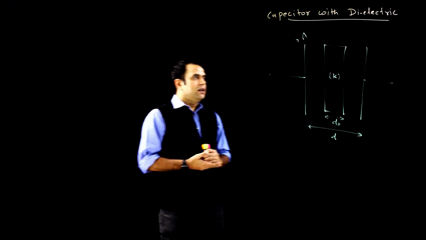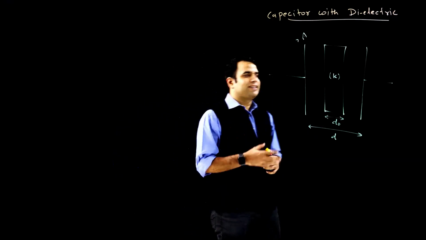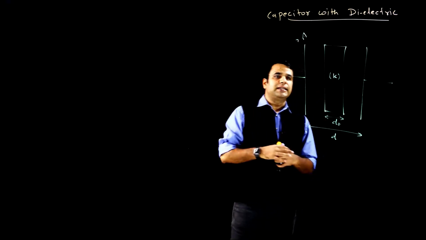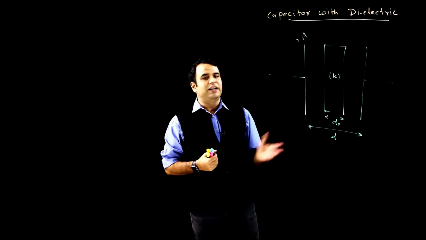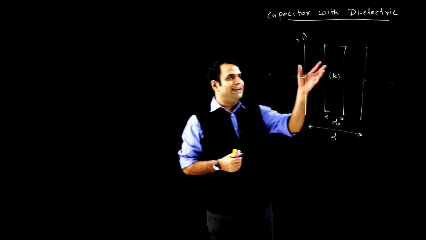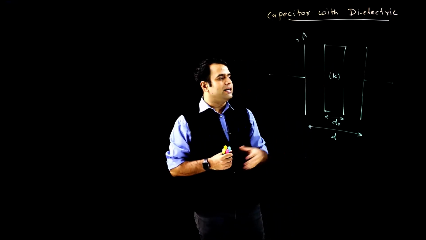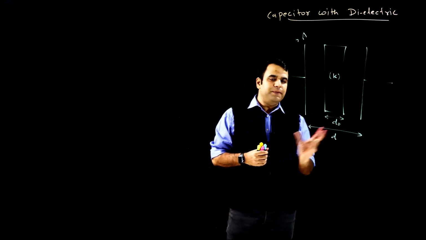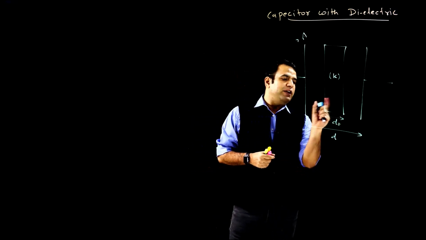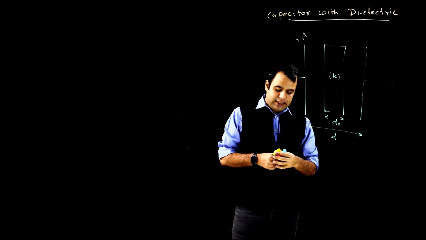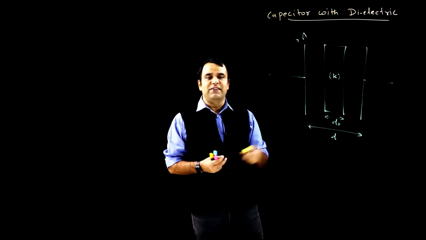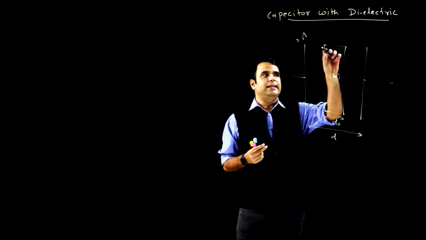Hello. Now we will solve an example where this capacitor is partially filled by a dielectric. This dielectric has the same cross-section area as the capacitor, but its width is not the same as the width of the capacitor. The width of the dielectric is D0 and the width of the capacitor is D. Cross-section area is the same.